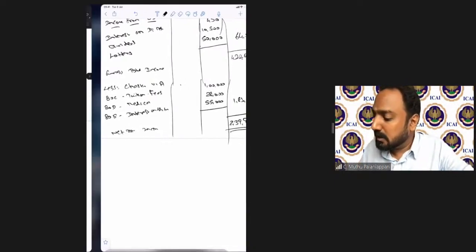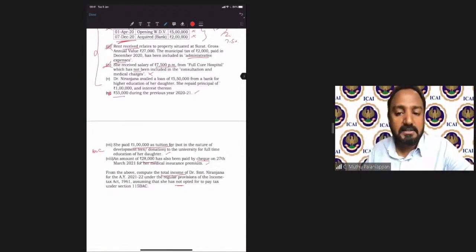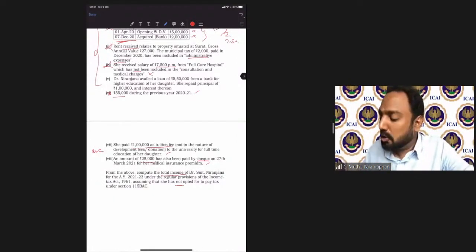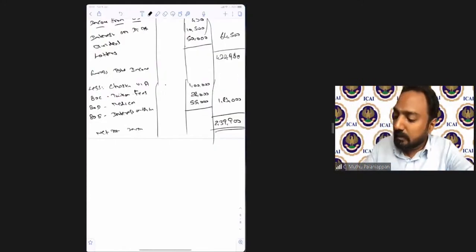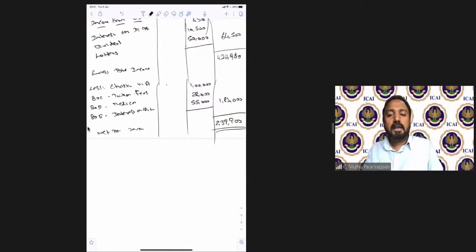Now what does the question require? It requires only to compute the total income, not the tax liability. Of course, even if the tax liability is there, it is nil because it is less than 2.5 lakhs. So the net total income is 2,39,900. That is what is taxable. So this is all for this computation.